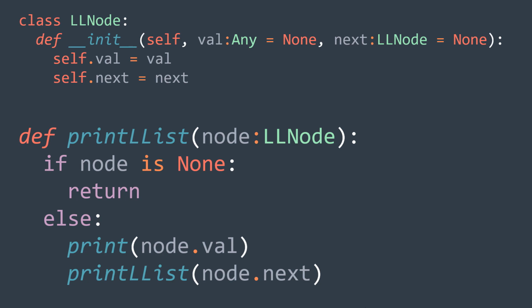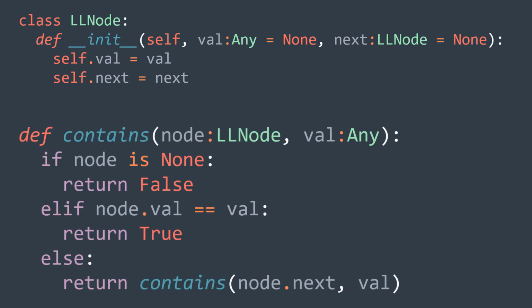Or for example, if we want to check if the linked list contains a specific value, we can also use a recursive function. If the node is null, it means that we reached the end of the list and we didn't find it, so we return false. Else if the node's value is equal to the one we're searching for, then we return true. Else, we just continue searching starting from the next node.